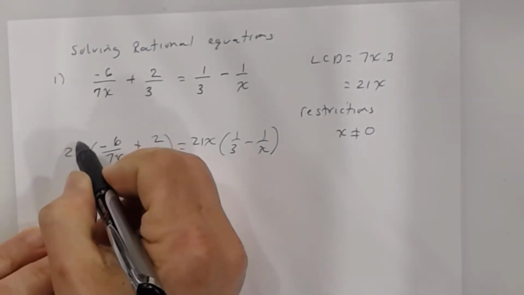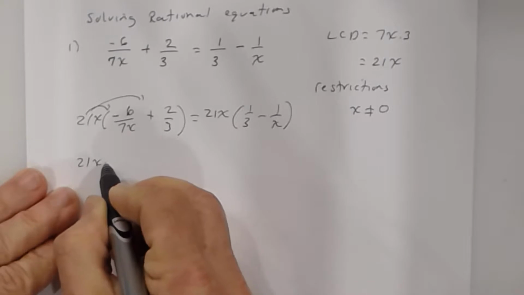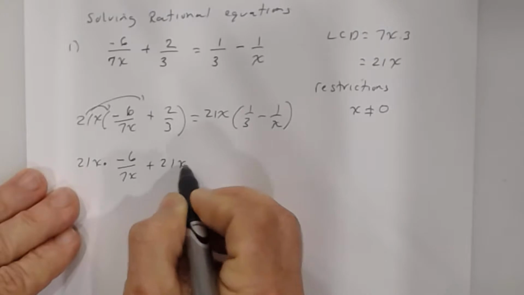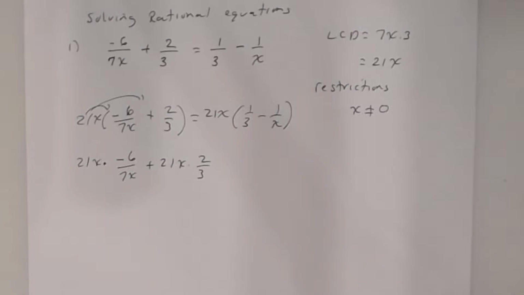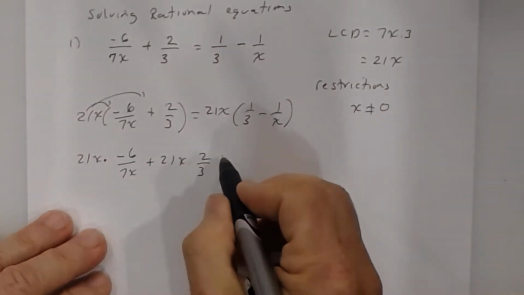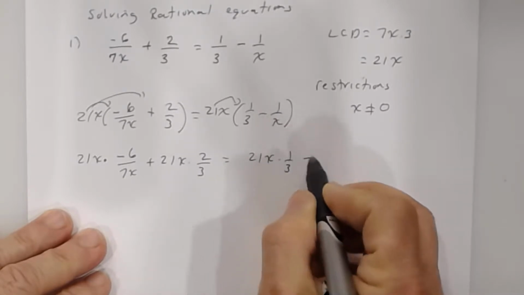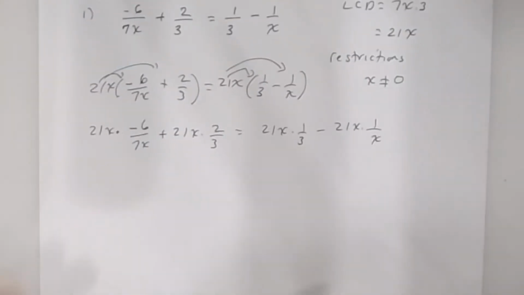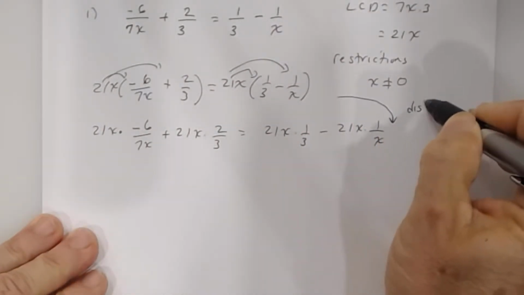All right. So just think about what we did yesterday. You said 21x times what? Negative 6 is 7x plus 21x times what? 2/3. That's where I'm at. Do the same thing on the other side. You can say 21x times what? 1/3 minus 21x times what? 1 over x. So that's where I'm at. So I use the distributive property. So that was my step to go from here to here. I use the distributive property.